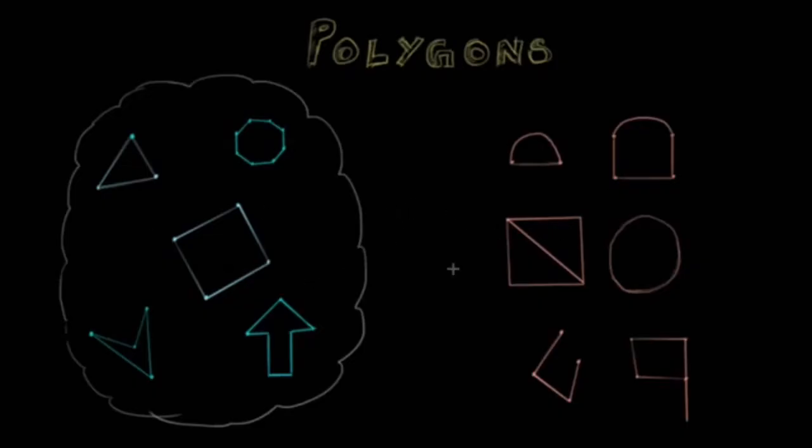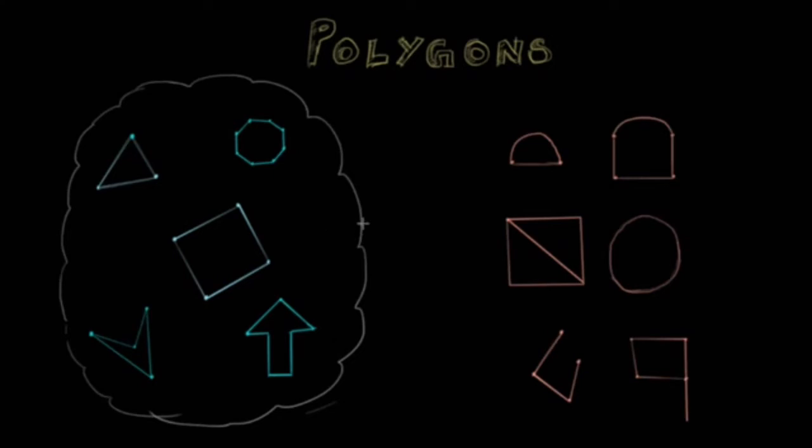I've drawn a few curves here and notice that these curves on this side belong to a family that we call polygons, and these curves here don't belong to that family. Now, why should some curves belong to this family and some not belong? To belong to this family, you have to follow some rules.